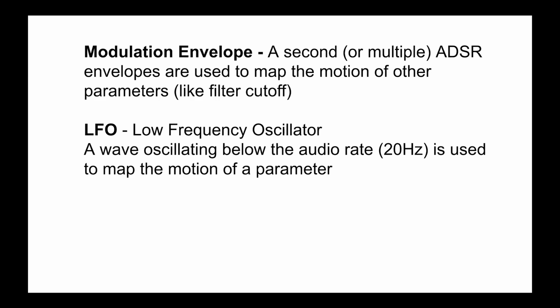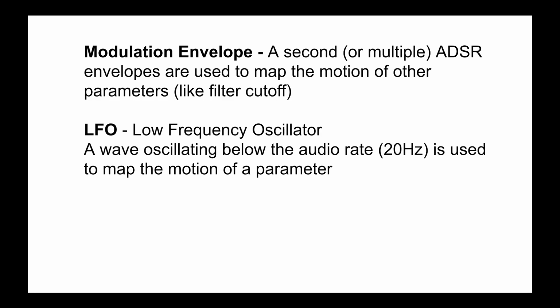So we do see modulation envelopes, which look just like the ADSR for the volume output, but they are usually assignable to something else, okay? And then the second one is an LFO, a low frequency oscillator. A low frequency oscillator is a wave oscillating below the audio rate, which we know to be 20 hertz, and is used to map the motion of a parameter. So both of these things are mapping motions to parameters, but in different ways.